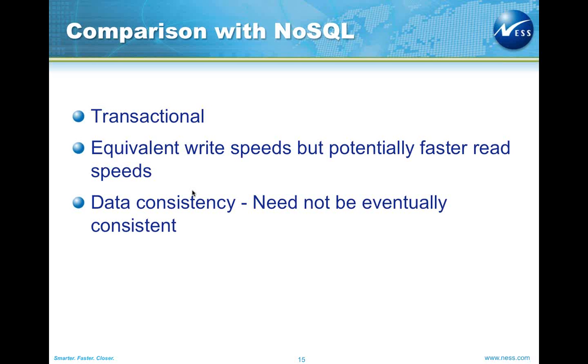The thing is, as far as data consistency is concerned, NoSQLs have to be eventually consistent at some point in time, but IMDGs don't need to be. They could just use a simple transaction like a two-phase commit, and that should do.